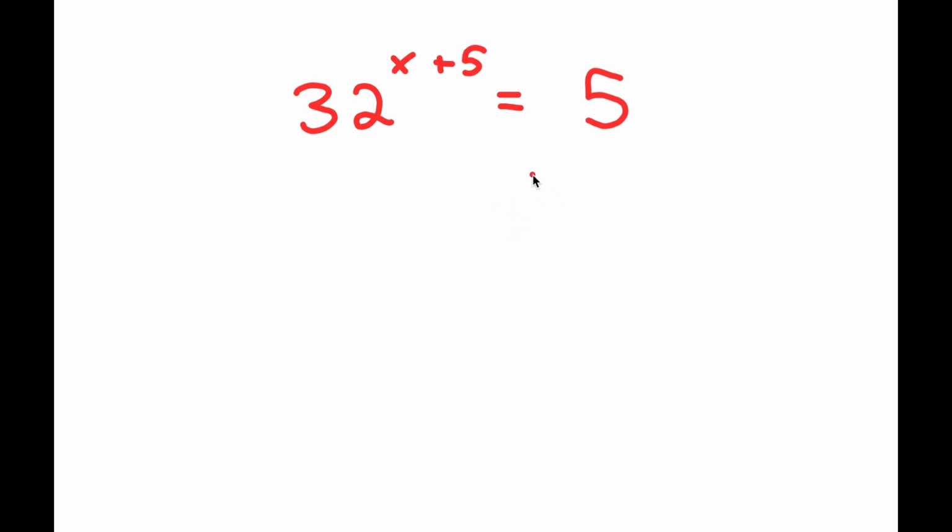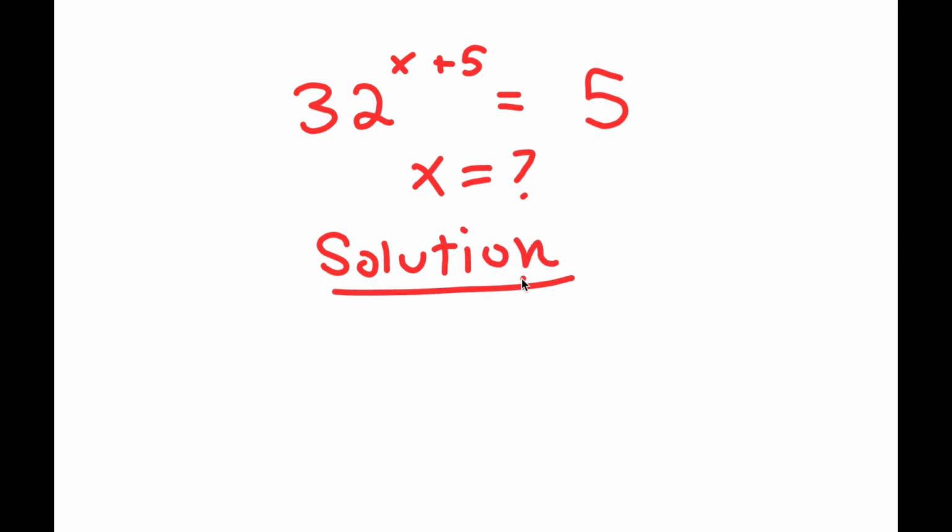Alright, so in this problem, I have 32 to the power of x plus 5 is equal to 5. So to solve this, I obviously want to find the value of x. So for my solution, I'm going to start by rewriting my equation. So I have 32 to the power of x plus 5 is equal to 5.